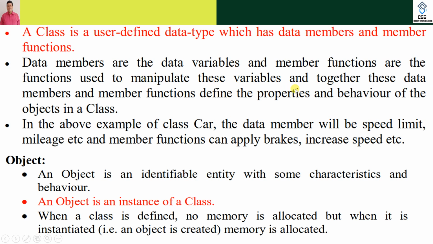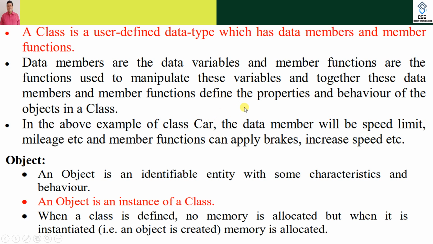As I told, members are used to store the values, and methods or functions are used to operate on the members. Together, these data members and functions define the property and behavior of the class, which is known as data encapsulation. In the above example of a class as a car, the data members will be speed limit, mileage, etc. And member functions can apply the brakes and increase the speed.